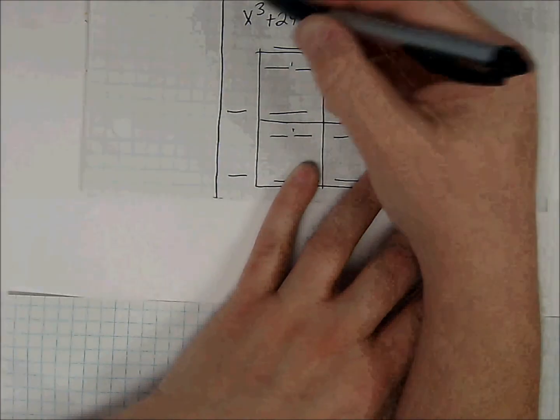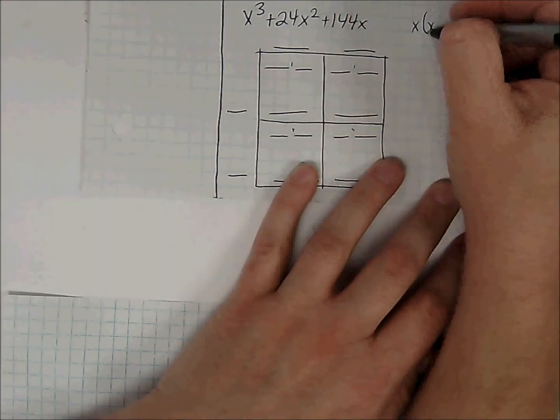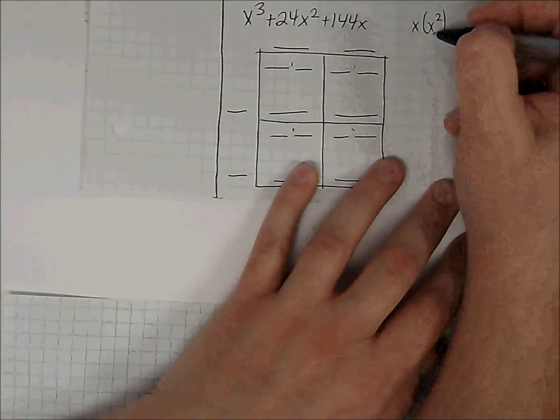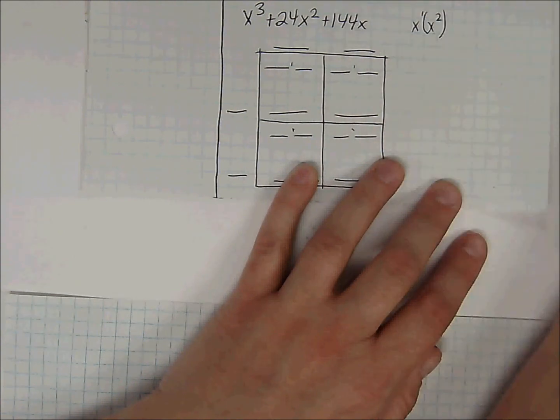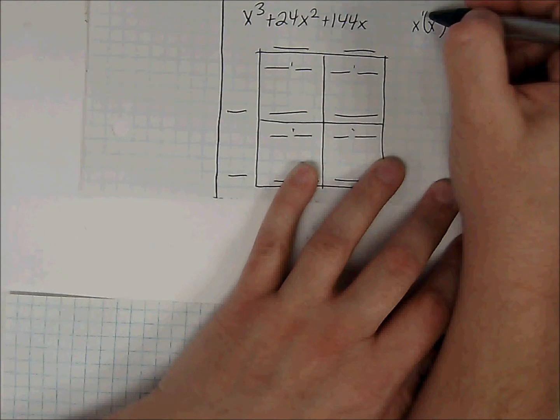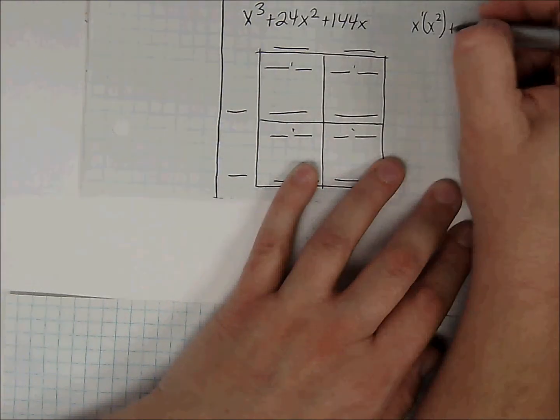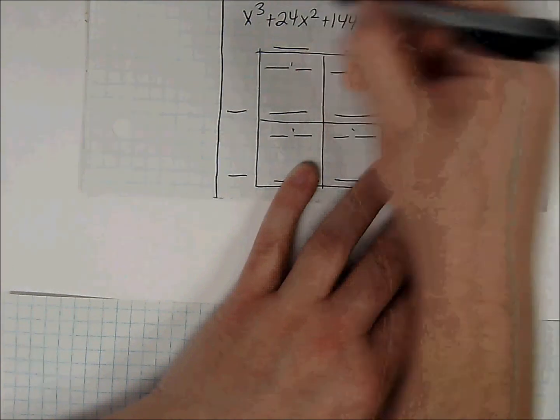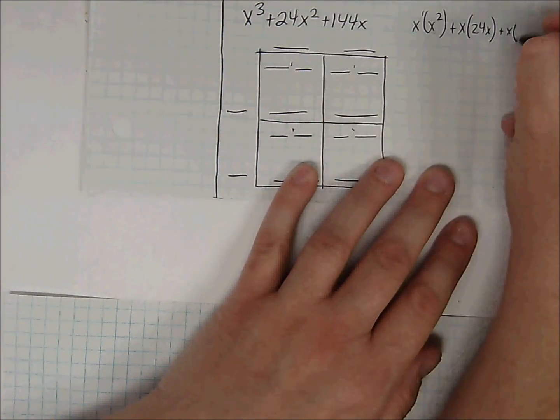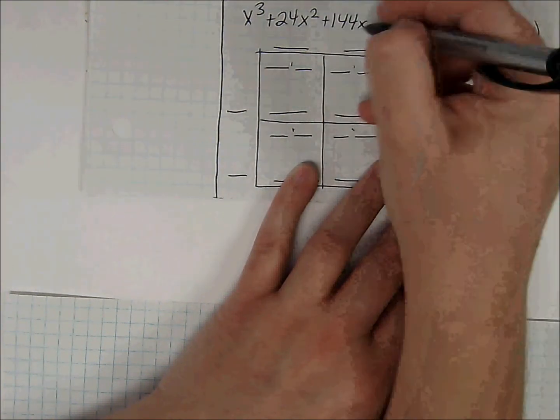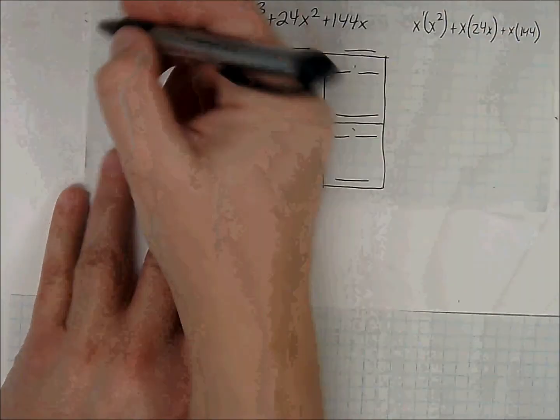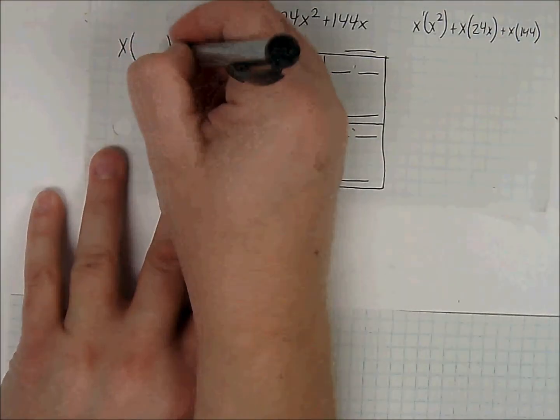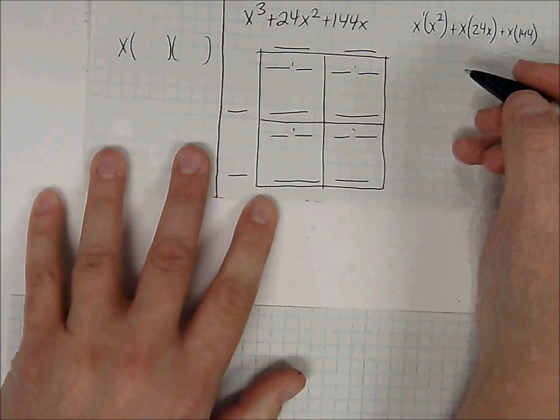You see an x. So this would be x times x squared, because remember, two bases with exponents, and remember there's a 1 there, you add the exponents. Here, x times 24x, because I need two x's. And then x times 144, because I just need the 1. So that first x I'm going to put off to the side because I know it's going to be part of my answer.